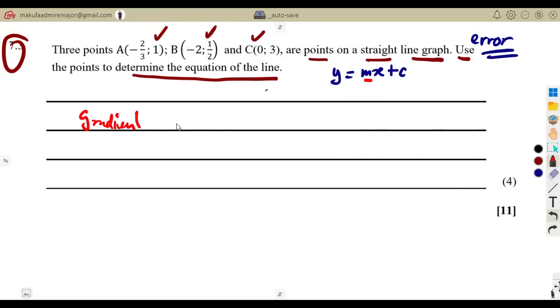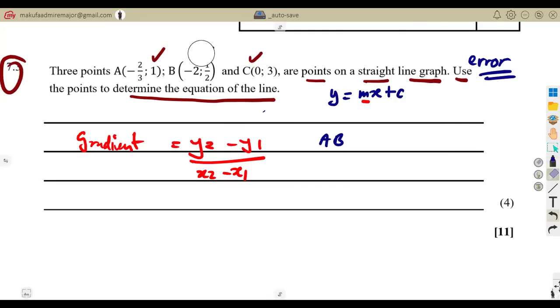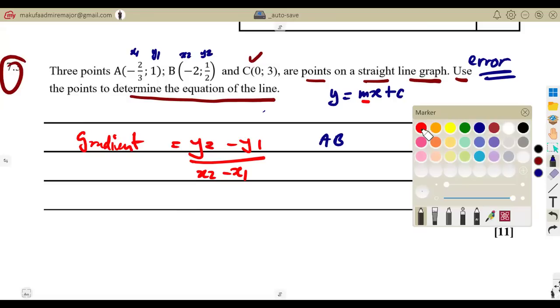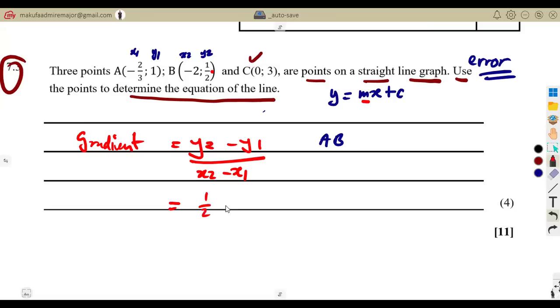Remember, m is the gradient, the change in y over the change in x: y2 minus y1 over x2 minus x1. For points on a straight line, they must give us the same gradient. Let's say you use A and B, you can choose any pair. What was going to be our gradient if you are using A and B? We call these x1, y1, x2, y2. So it was going to be y2 minus y1 over x2 minus x1, which is 1 over minus 2 over 3. Guys, use your calculator properly here.